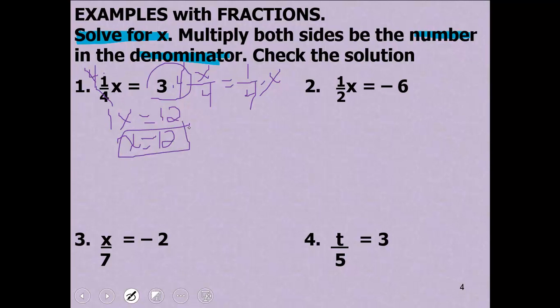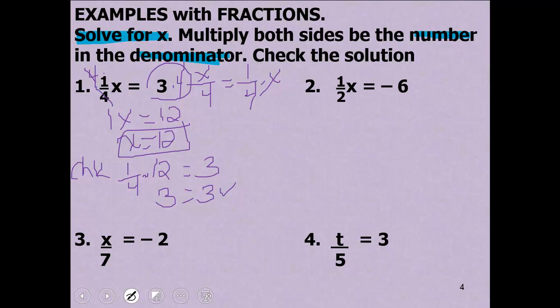If I want to check it, I'm going to take 12 and plug it in for x. And when I'm done, I want it to equal 3. Well, what is 1 times 12? 12. What's 12 divided by 4? 3. So I get 3 equals 3, and it checks. Hit pause, try number 2, come back, see if you got it right.